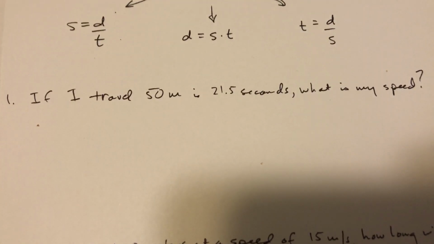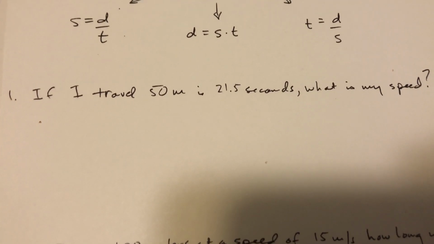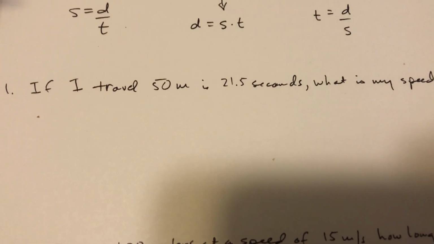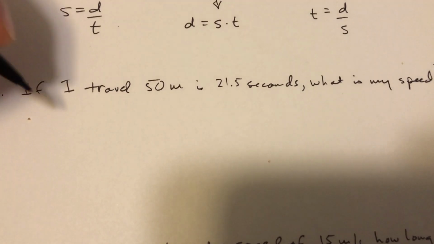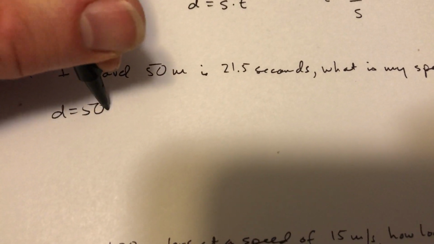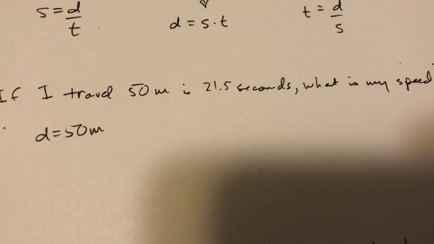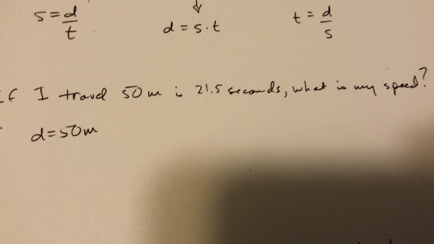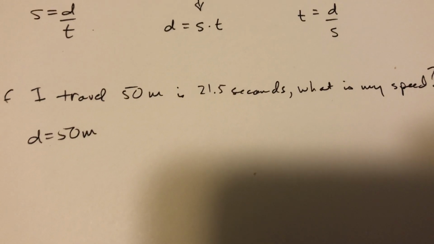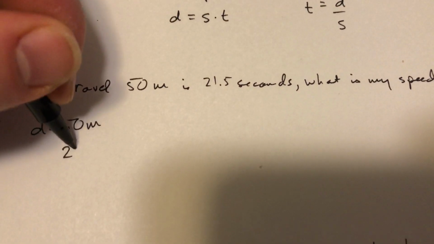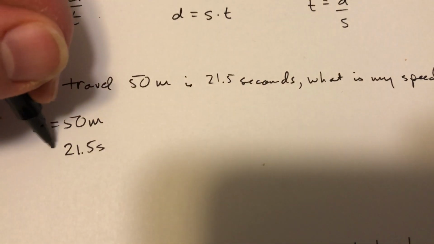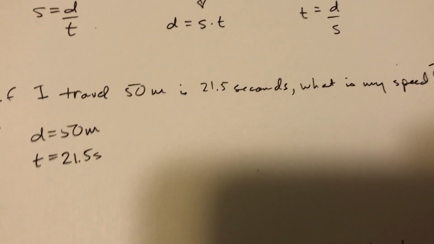The first question I have is, if I travel 50 meters in 21.5 seconds, what is my speed? So again, my first step is to write down the things that I know. The first thing I know is that my distance is 50 meters. How did I know that that was a distance? Because it's measured in meters, and we measure distances in meters. The next thing I know is that I have 21.5 seconds, and we know that we measure time in seconds, so I know that that's a time.